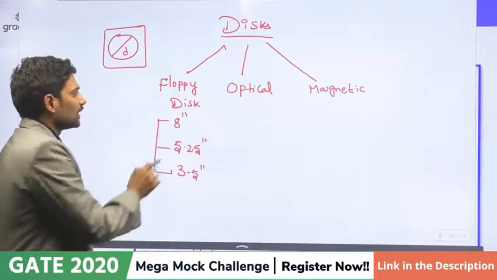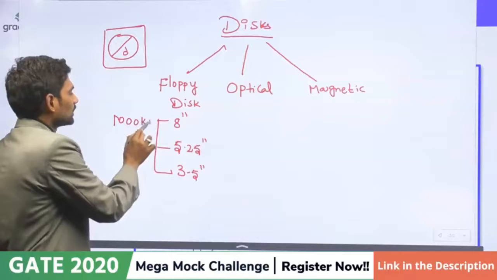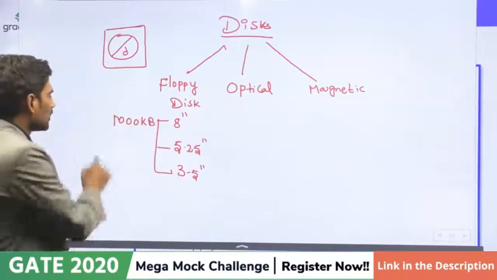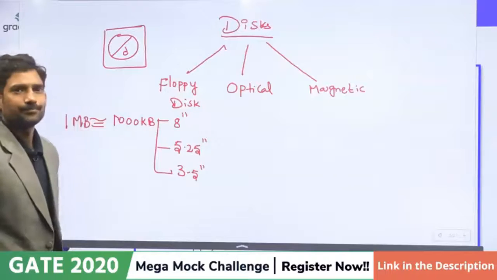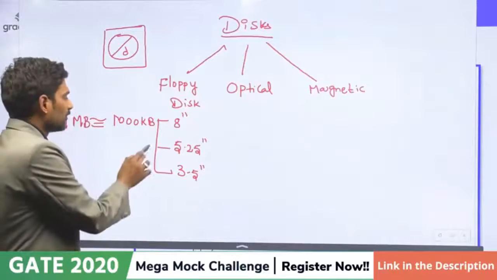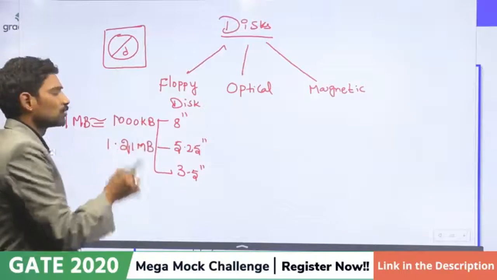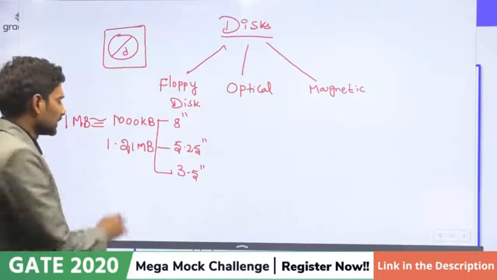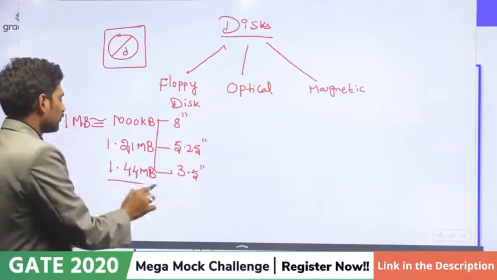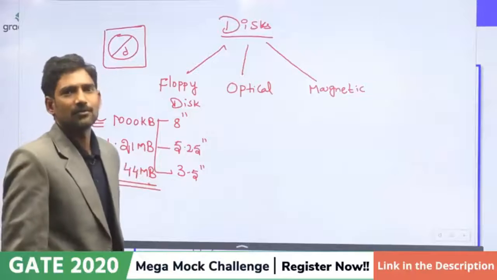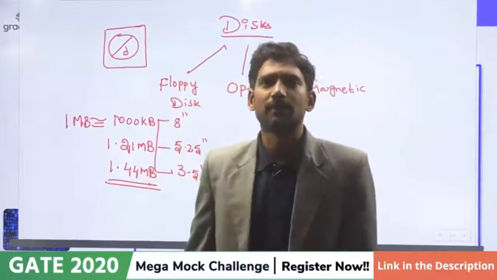What does that inch indicate? The diameter. In an 8-inch floppy, you can store around 1000 kilobytes of data, or approximately you can say 1 megabyte of data. And in a 5.25-inch floppy, you can store 1.21 megabytes of data, and in a 3.5-inch floppy, 1.44 MB of data can be saved. So what is the max you can store in a floppy? 1.44 MB.